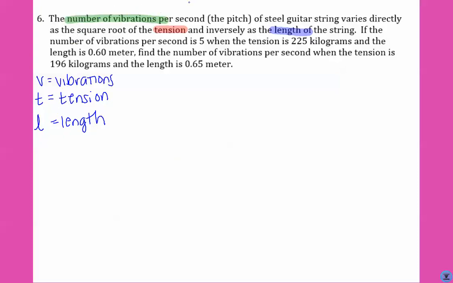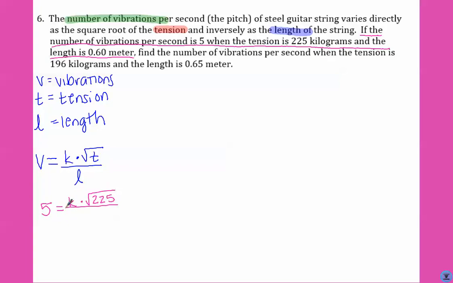So the number of vibrations varies. So V equals directly with the square root of the tension and inversely with the length. If the number of vibrations per second is 5 when the tension is 225 and the length is 0.6, that's all our information to find K. So 5 equals K times the square root of 225 over 0.60.